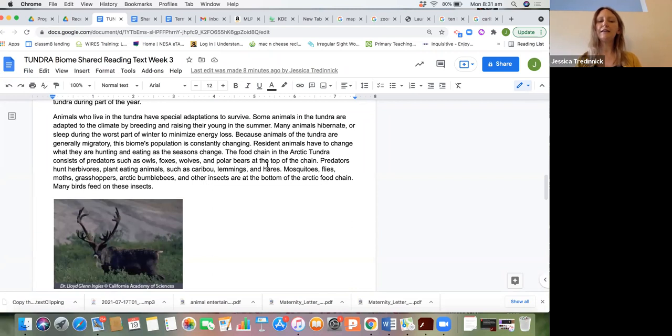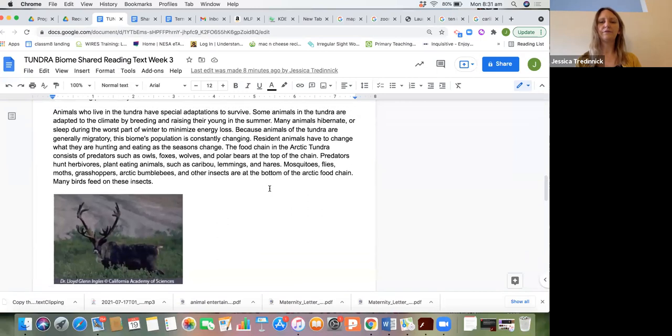The food chain in the Arctic tundra consists of predators such as owls, foxes, wolves, and polar bears at the top of the chain. Predators hunt herbivores, plant-eating animals such as caribou, lemmings, and hares. Mosquitoes, flies, moths, grasshoppers, Arctic bumblebees, and other insects are at the bottom of the Arctic food chain. Many birds feed on these insects.